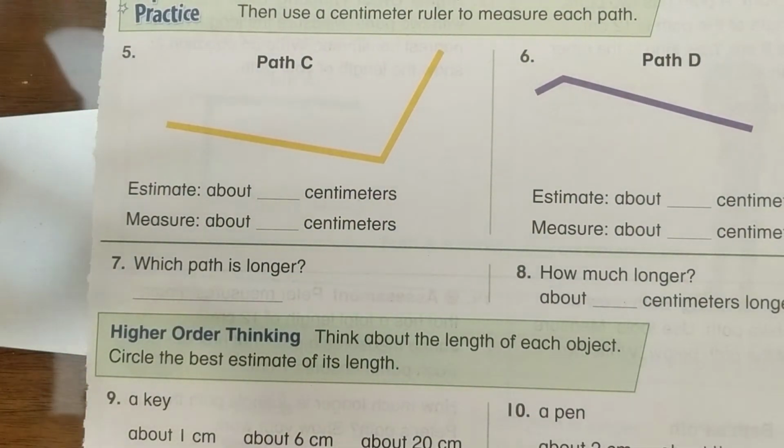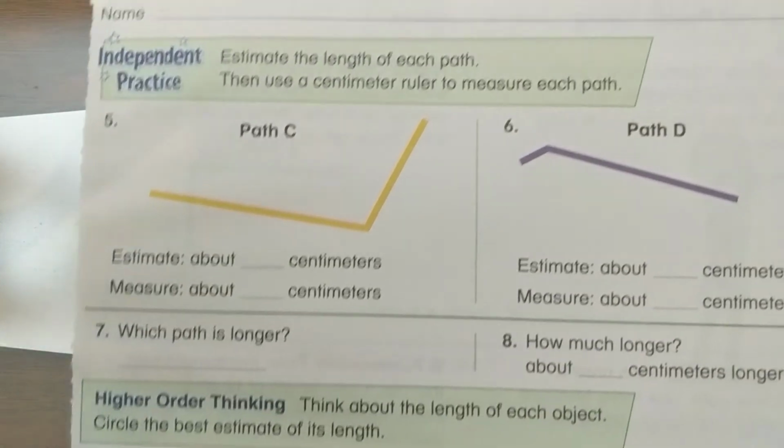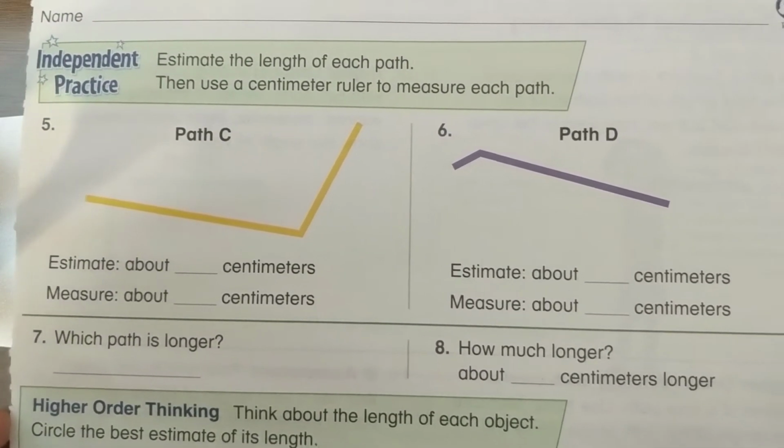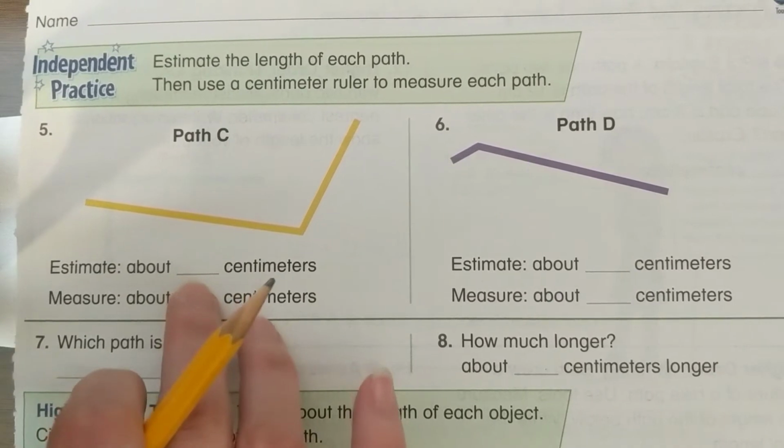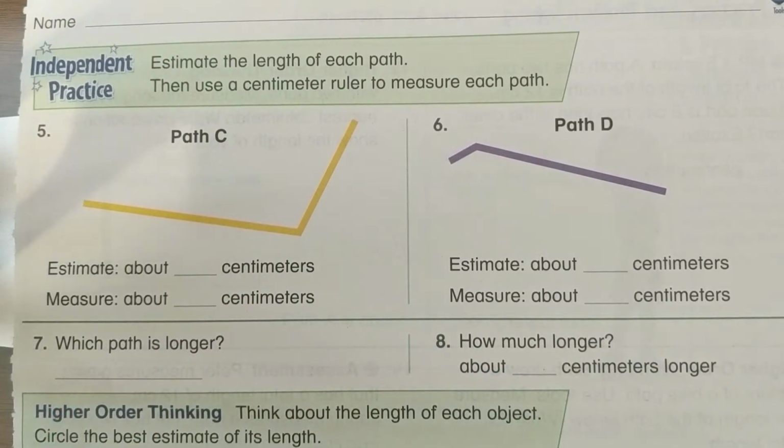Okay, we're going to do the same thing now on the next page. We're going to work on this together. This is the independent practice, but I'm going to do it with you since we're not in the classroom together. So this is how we're checking to make sure you're doing it correctly. You're going to estimate and then measure. So go ahead and put your guess here. I'm not going to put one because I don't want to influence your guess. And then let's go ahead and measure and see how we did.